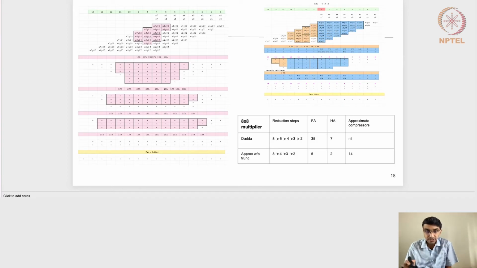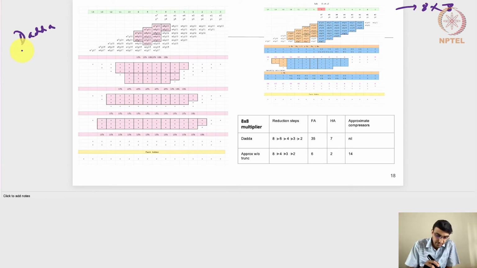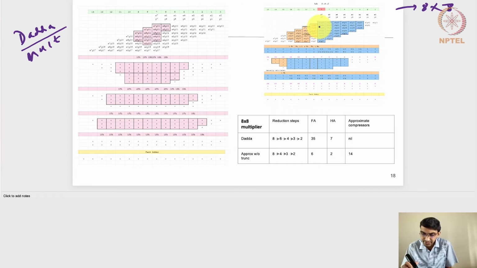So here is the overall design of an 8 cross 8 bit multiplier. And this is our regular Dadda multiplier, which uses the half adder and full adder, right? Doesn't use any 4:2 compressors or 5:2 compressors. So it uses only half adders and full adders. So it is a much more accurate design, and here it is an approximate design. The approximation here is done because on the LSP side we have approximated the compressors itself, and on the MSP side there are exact compressors.